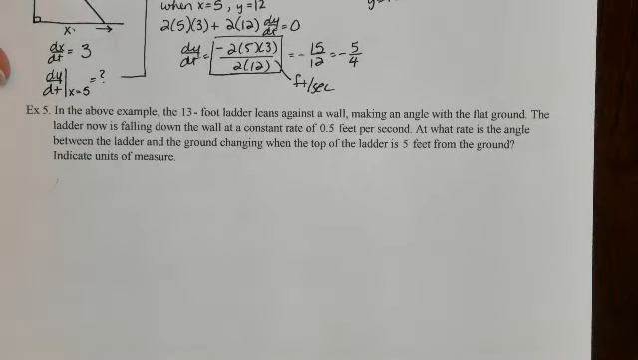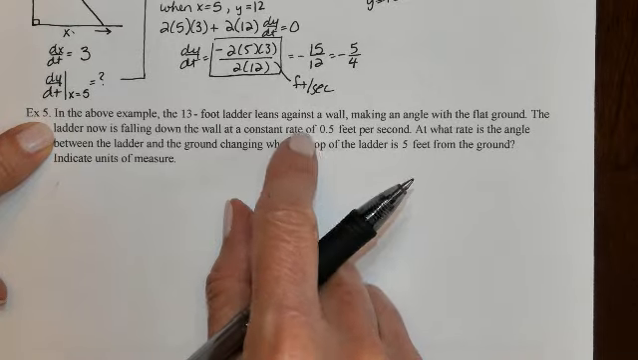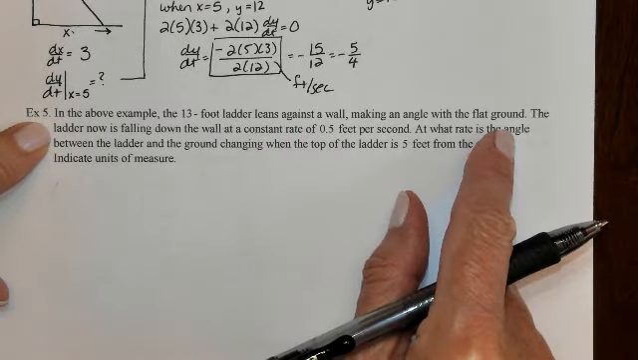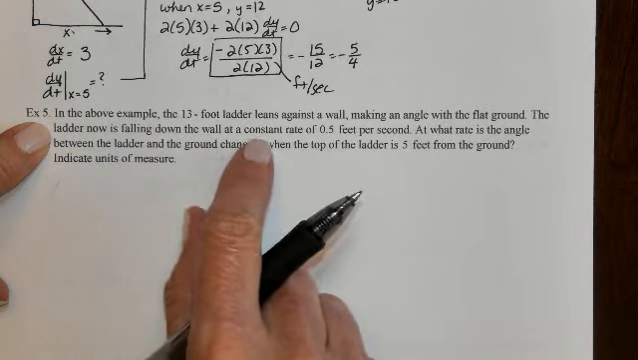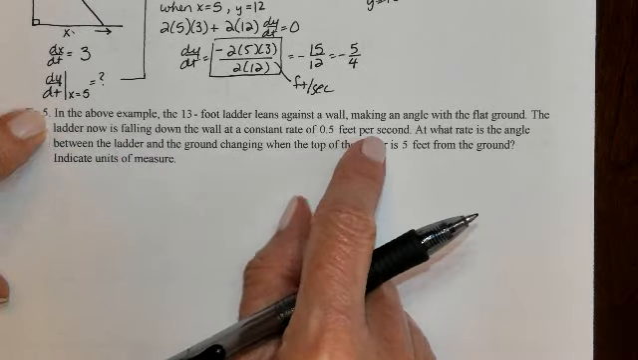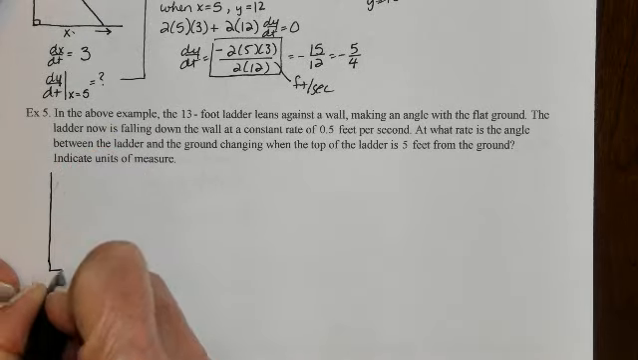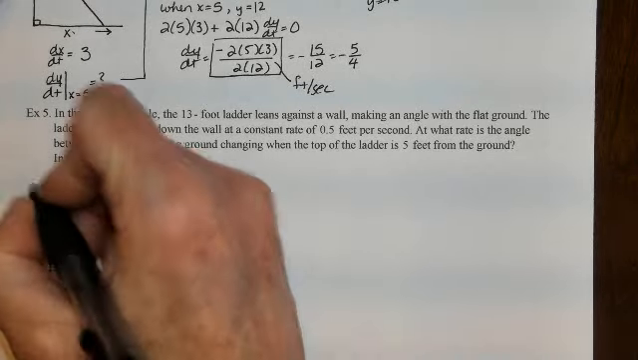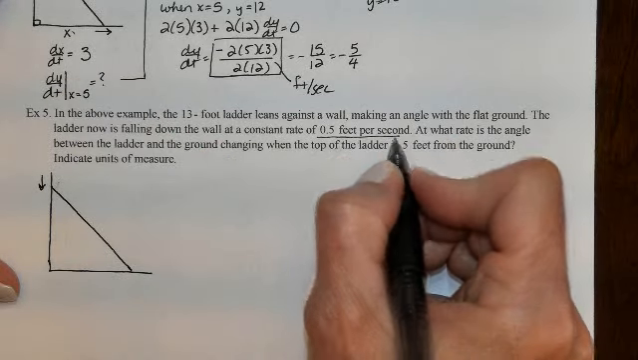All right, example 5. In the above example, that 13-foot ladder leans against a wall, making an angle with the flat ground. The ladder is now falling down the wall at a constant rate of 0.5 feet per second. So let's draw what's going on again. We still have this ladder, still leaning against the wall. The top is falling down at a rate of 0.5 feet per second.